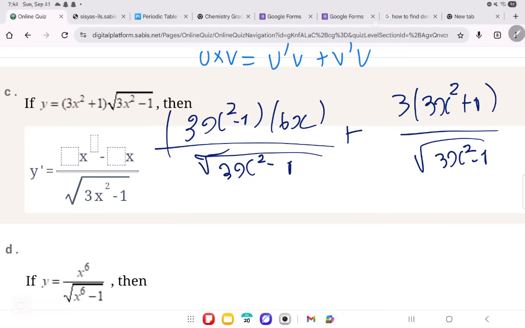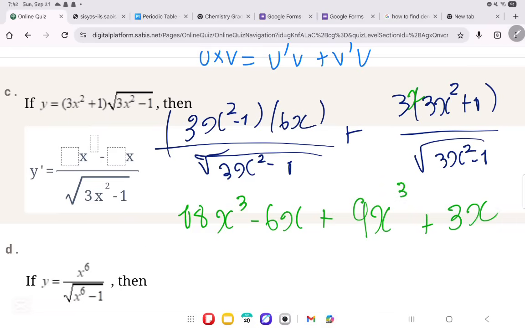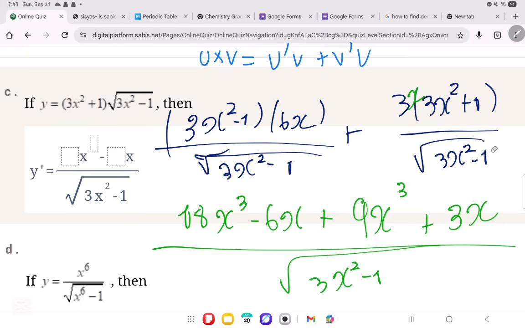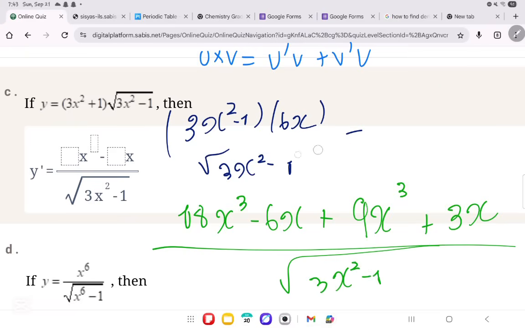So now what do we do in this scenario? We just need to expand, so it will become 18x squared minus 6x plus 9x squared, oh my bad, it's 18x cubed minus 6x, and there's an x over here. 18x cubed minus 6x plus 9x cubed plus 3x. All of it is over what? All of it is over radical 3x squared minus 1. Now I'm going to erase these again because we need the space.